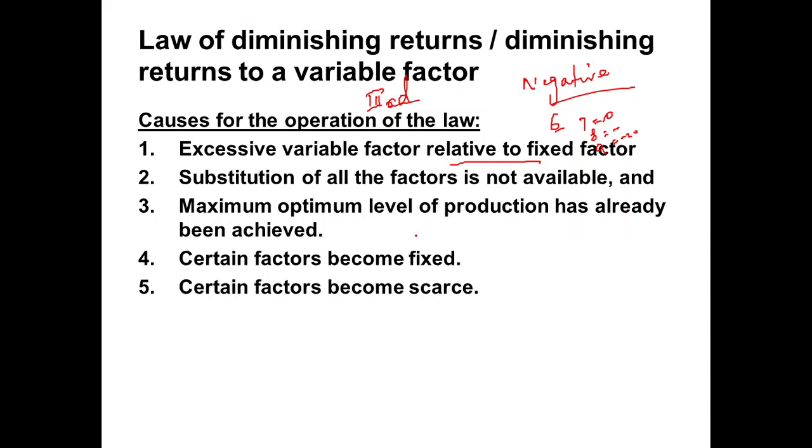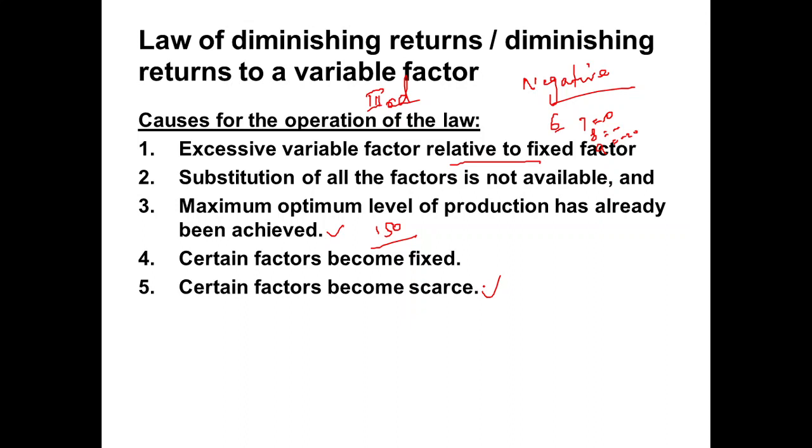Then the maximum optimum level of production has already been achieved. When you have already achieved maximum output, in this example 150, beyond that it is going to decline only. Certain factors have become fixed factors which cannot be increased, and certain factors become scarce also. Among the variable factors also there is a scarcity of skillful workers, that's why there are negative returns. So dear students, these are some of the causes of the stage of negative returns.